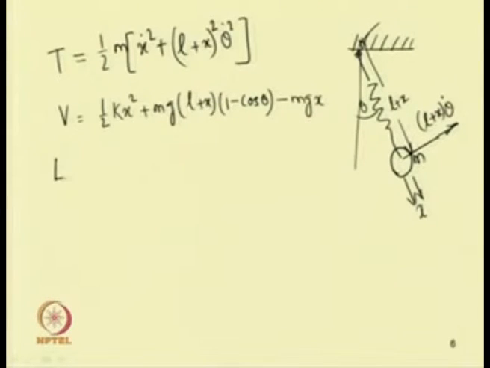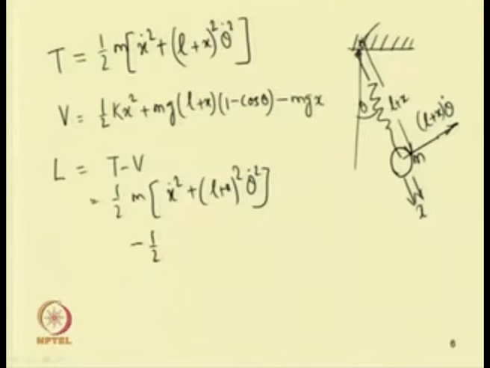Now one can write the Lagrangian L equal to T minus V. So this will be equal to half m times x dot square plus L plus x whole square theta dot square, minus half k x square, minus mg into L plus x into 1 minus cos theta, and minus minus becomes plus, so this becomes mg into x. So this is the Lagrangian of the system.